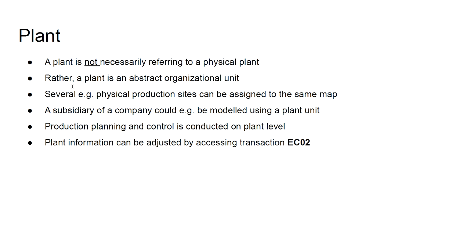The plant, as I said, does not necessarily refer to a physical plant, but rather it is an abstract organizational unit that, for example, can be used for modeling a subsidiary within an enterprise. In production planning and control, the majority of this video series is conducted on plant level. And there is several information that can be adjusted for a given plant, and this can be done with transaction code EC02.